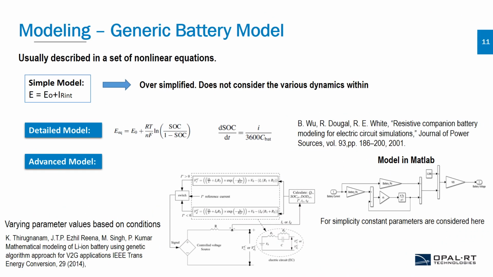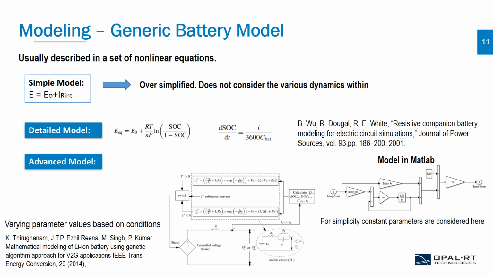The slide here shows the modeling of a generic battery. Battery is usually described as a set of multiple nonlinear equations. Depending on the kind of fidelity required, the battery can be modeled in a simple way, or it can be more detailed or more advanced. A simple model like what I am showing in this figure just takes into consideration the potential of a battery, the open circuit potential, and depending on the internal resistance and the current drawn, how the battery voltage changes.